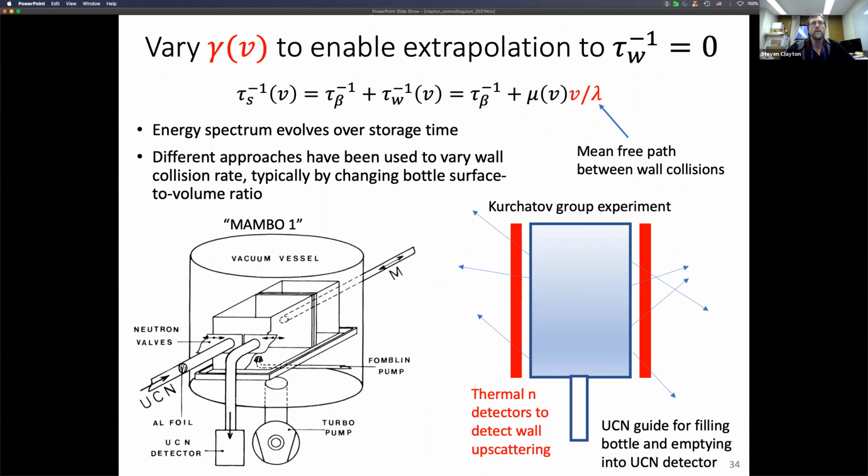And different approaches have been used to vary this wall collision rate, typically by changing the bottle surface to volume ratio, like they did in this Mambo one. They had this kind of sliding wall, so they could do kind of a lifetime with one surface to volume ratio and then change it and then do a lifetime with another. There's another one where they kind of similarly did that. They had different bottles, and they furthermore measured the upscattered neutrons, and that gave them kind of a handle on the wall collision rate, and then they could use that rate to extrapolate to zero wall collisions.